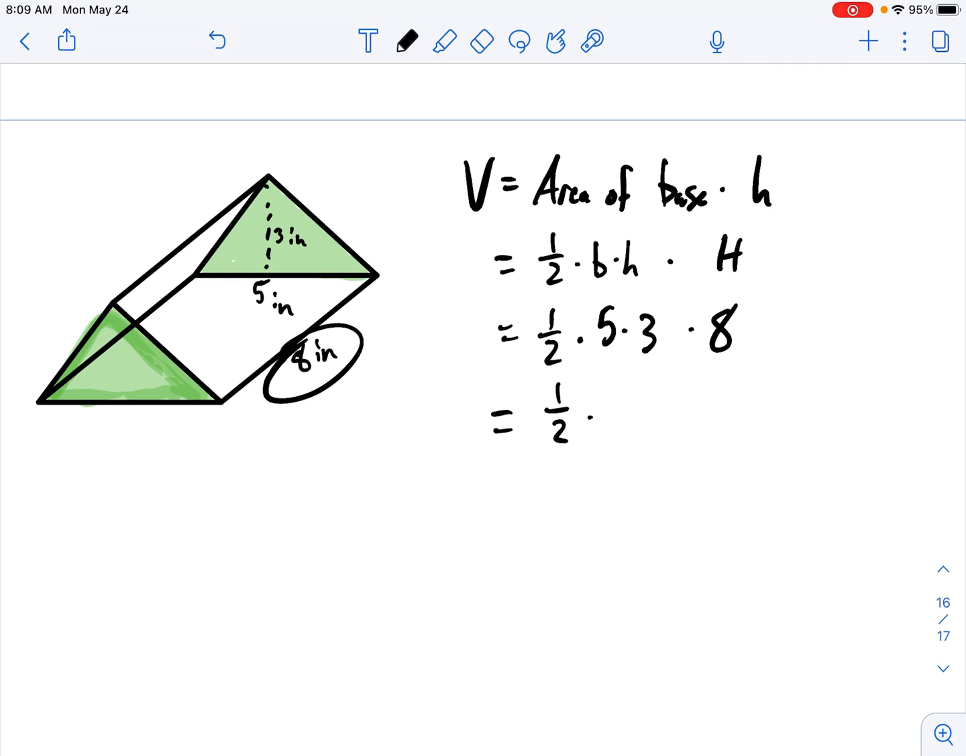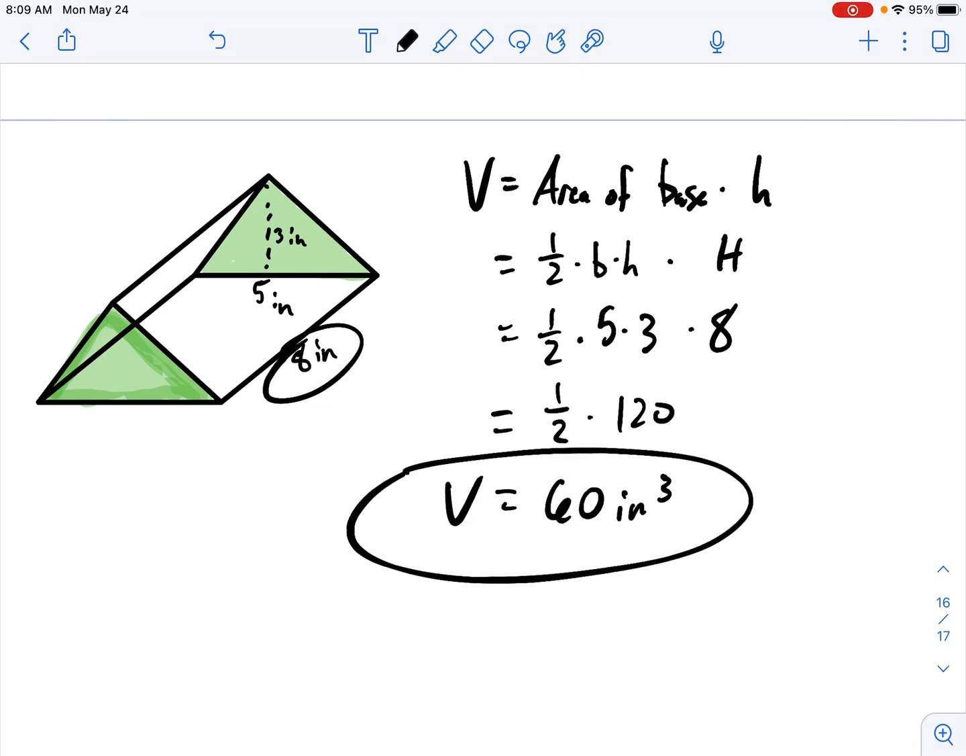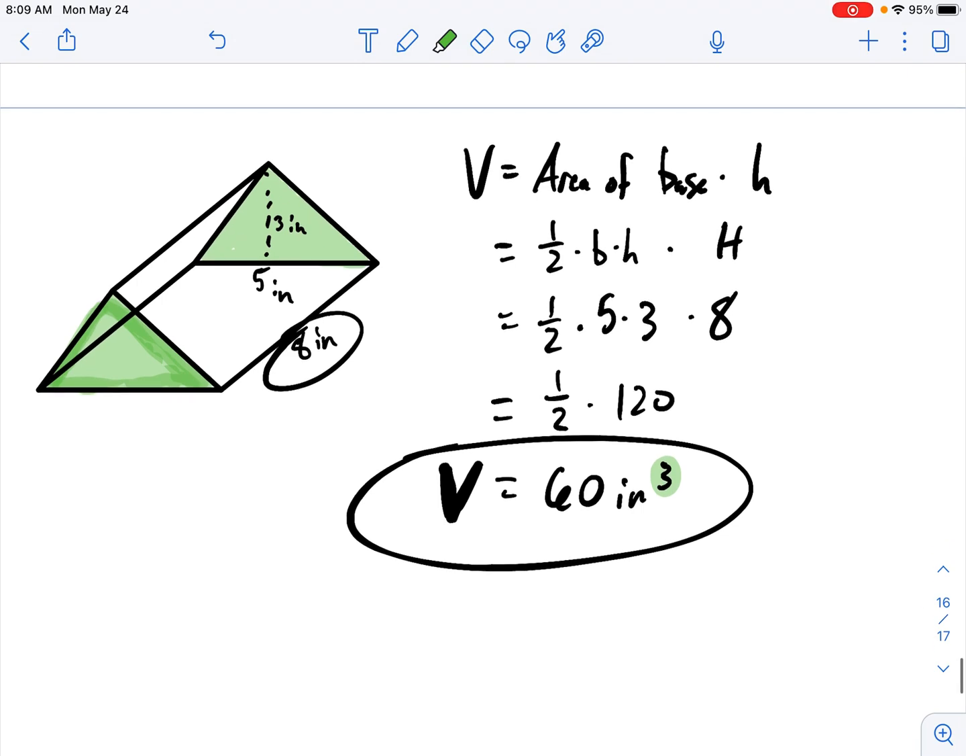And remember, you can use a calculator for this if you need. So 5 times 8 is 40, 40 times 3 is 120, half of 120 is 60, so 60 inches cubed is the volume. That's the other thing. When we write volume, it's the units, and then we write cubed with a 3 right here. And that's because it's in 3 dimensions.